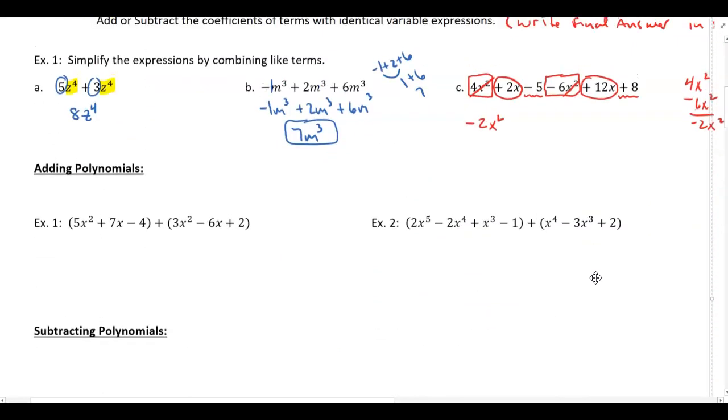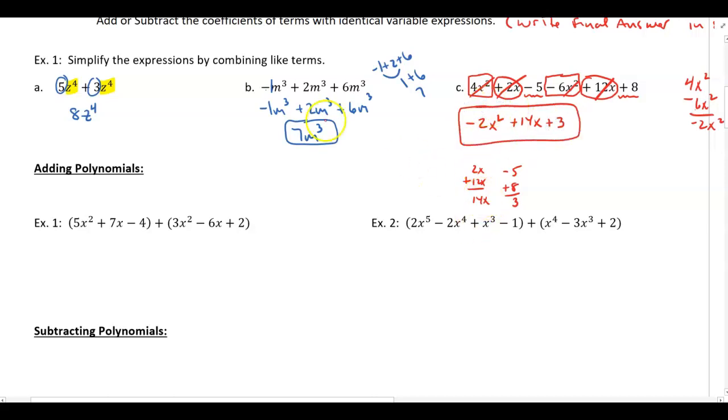So once I get negative 2x squared, then I work towards my x terms. So 2x plus 12x will give me 14x. Since it's positive, I'm going to add it. Cross it out, I'm done with them. And then negative 5 plus 8 will give me 3. So that's plus 3, and we are done. And if I look, this is all written in standard form, highest exponent to lowest exponent.